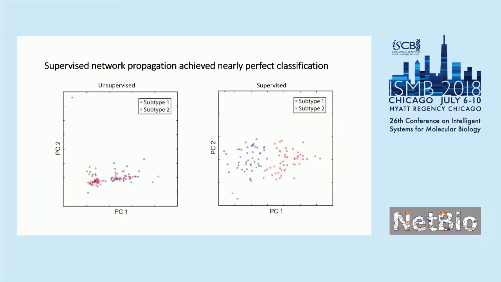And overall, our supervised network propagation achieved nearly perfect classification of the 2 predefined subtypes, whereas the unsupervised version of network propagation failed to delineate the 2 predefined subtypes.